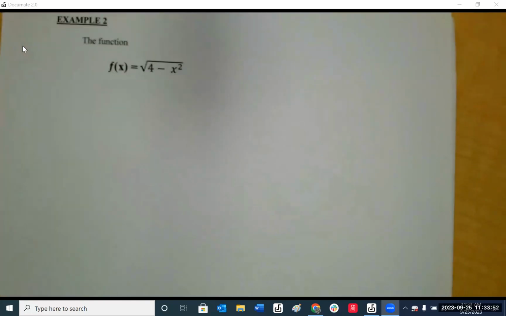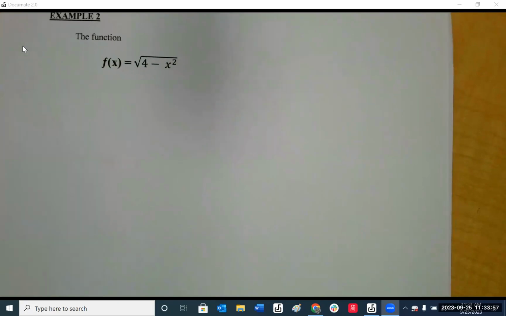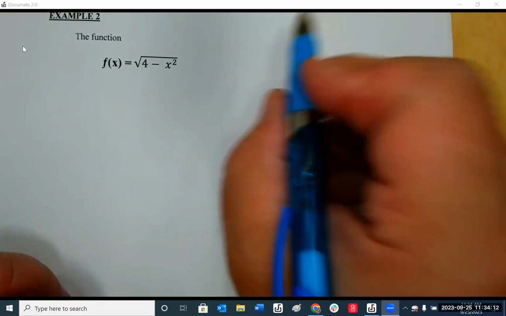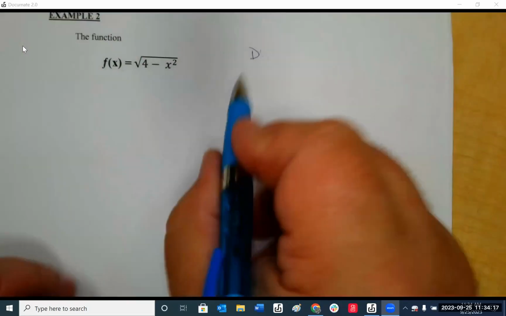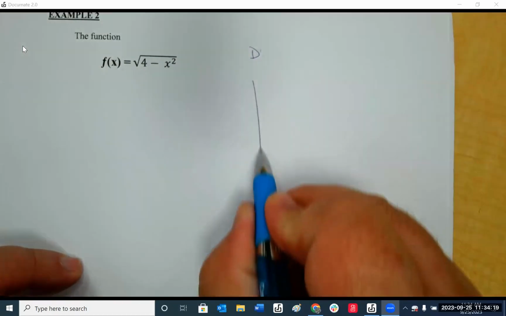All right, so let's look at another example here. What can you tell me about this function? Are there any discontinuities? There would be a discontinuity at x equals 2. Or, I'm sorry, no. Well, let's graph it. First off, what's our domain? Remember, we have to look at our domain. And what's the graph going to look like?